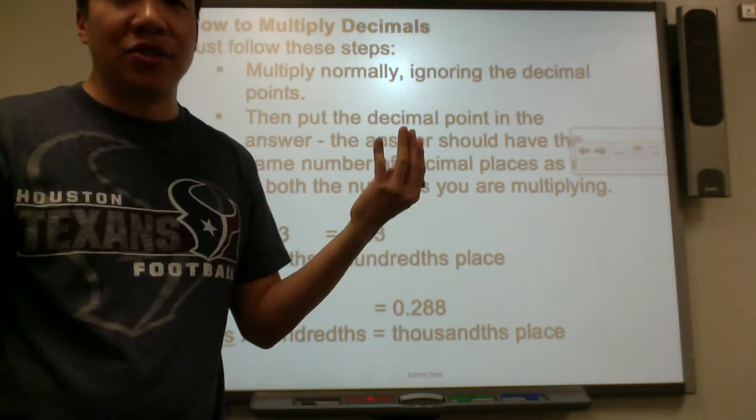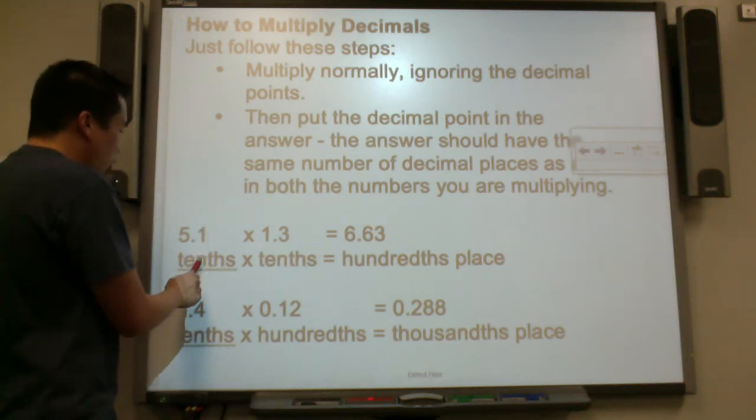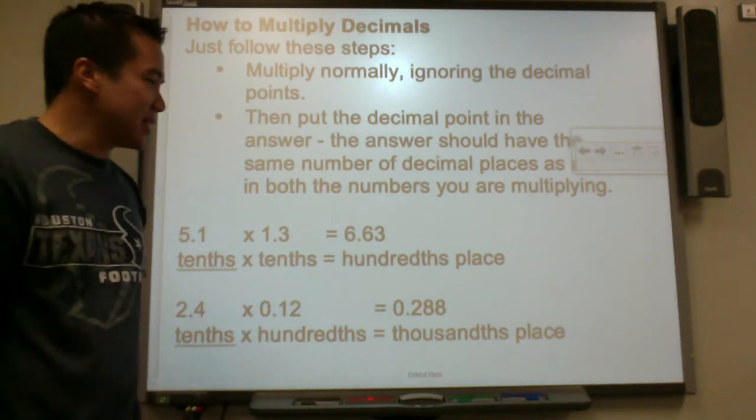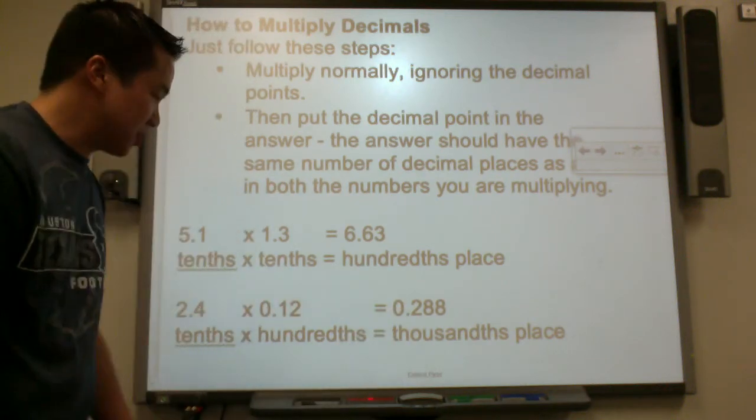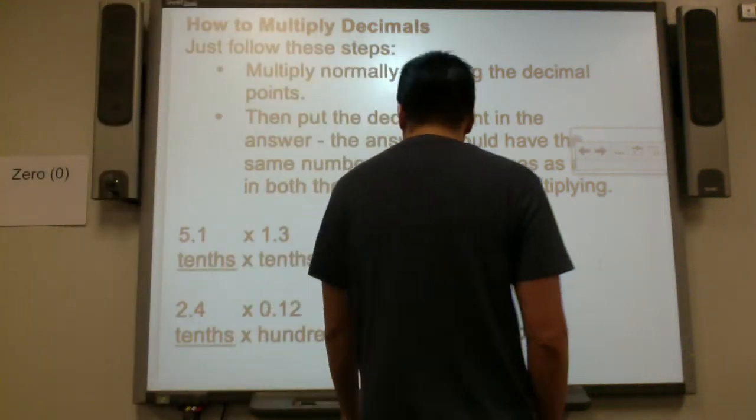Another way, this is how I like doing it. A lot of kids don't like it this way, but this is more of the mathematical reason. You're multiplying by the tens place. Tens place times tens place is hundreds place. You're multiplying by the tens place times the hundreds place. 10 times 100 is the thousands place.